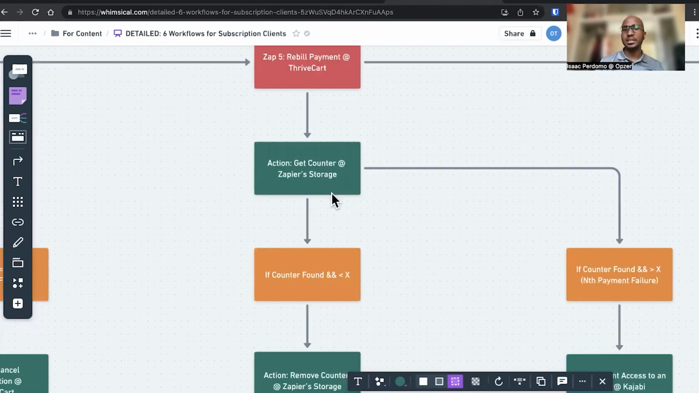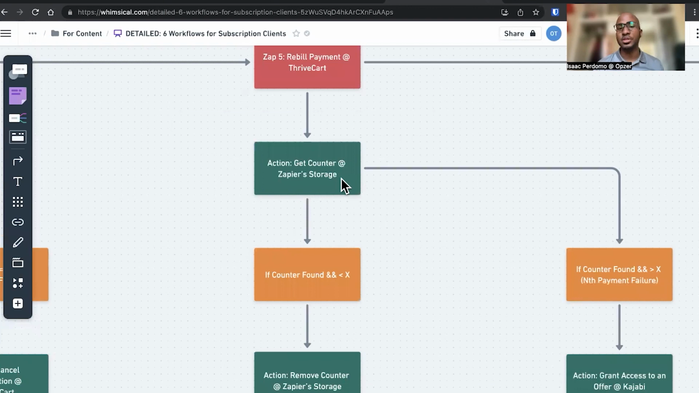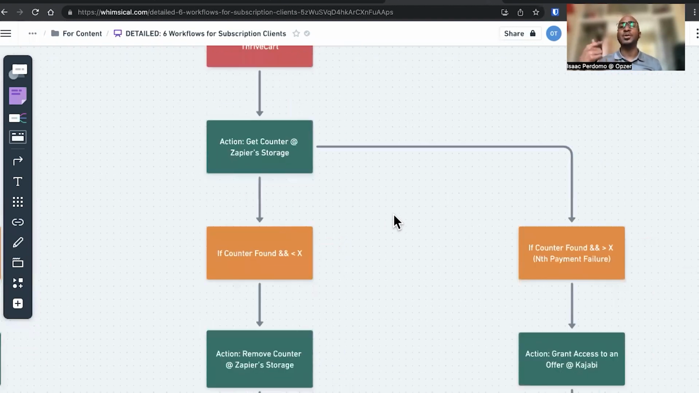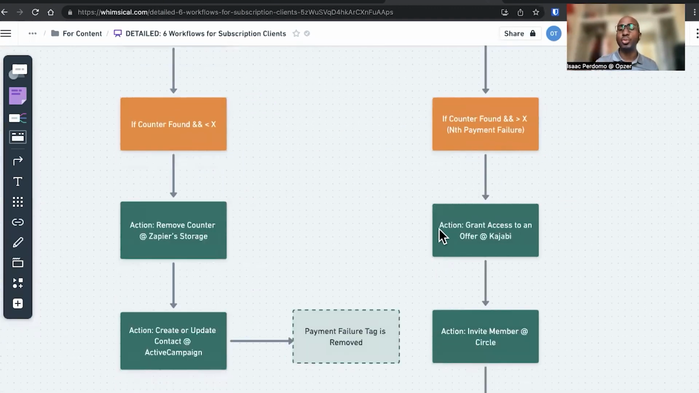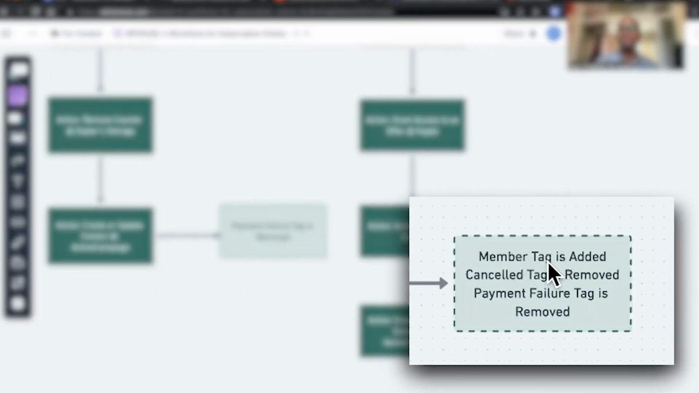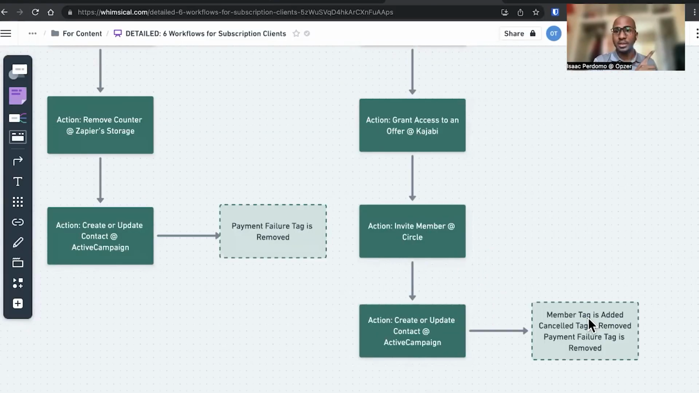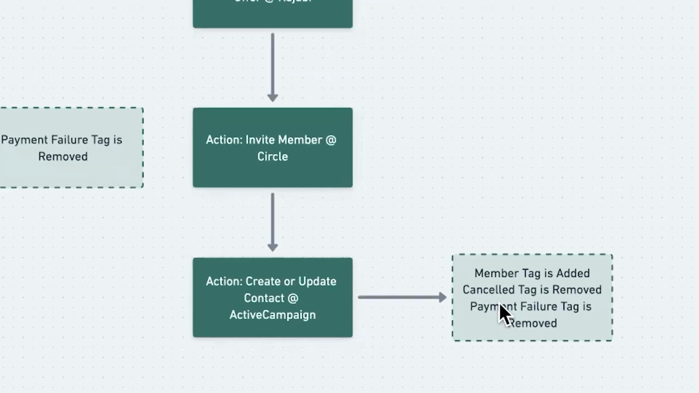Okay. Lastly, if it's four or more, this would be the example of someone who you were unable to charge even after 4 attempts, so you removed their access, but now they were able to have a successful rebill. So in this case, you want to make sure that you restore their access and retag them as member, because remember, they went through step number 3 where we canceled their membership, we added their cancellation tag, and we removed their member tag. So we want to reverse those changes here.